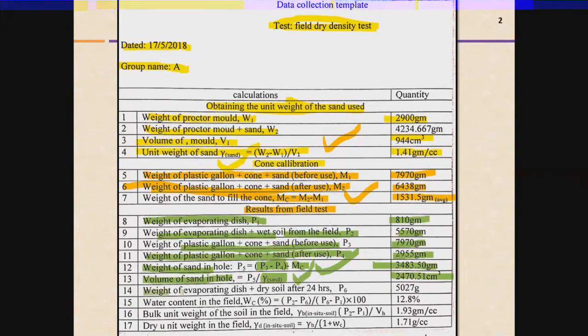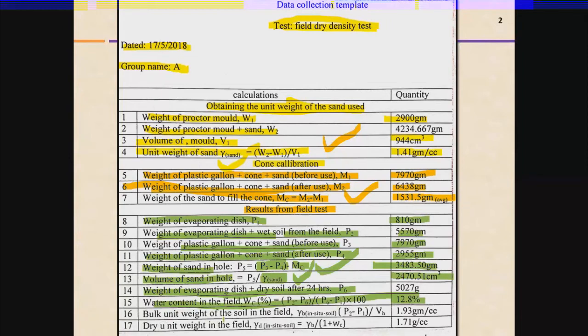Now the weight of evaporating dish plus dry soil after 24 hours of drying in oven is P6, which is 5027 gram. Now the water content in the field, WC in percentage, is equal to P2 minus P6, which gives me the weight of water, divided by P6 minus P1, which gives me the weight of dry soil, multiplied by 100. This gives me the moisture content of the excavated soil.